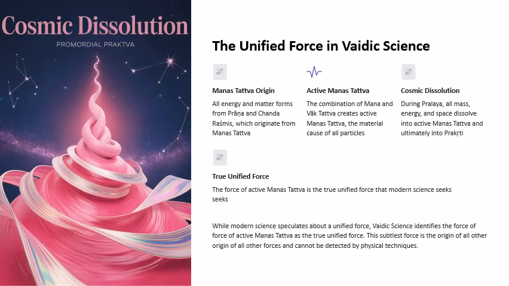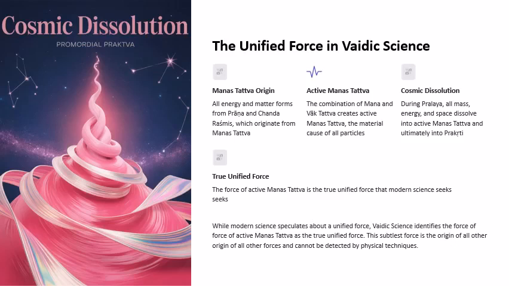It's described as the force of active Manas Tattva. Active Manas Tattva. Okay, another key term. Where does that come from? How does it relate to Prāṇa and Rashmis? Well, according to the source, everything, all energy, all matter ultimately arises from Prāṇa and Chanda Rashmis. And those, in turn, originate from Manas Tattva. Think of Manas Tattva as kind of a fundamental potential or principle.